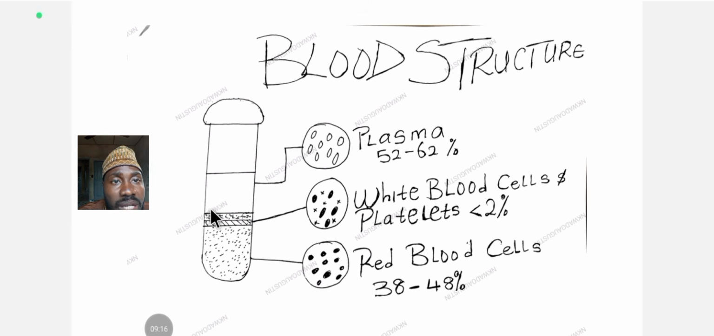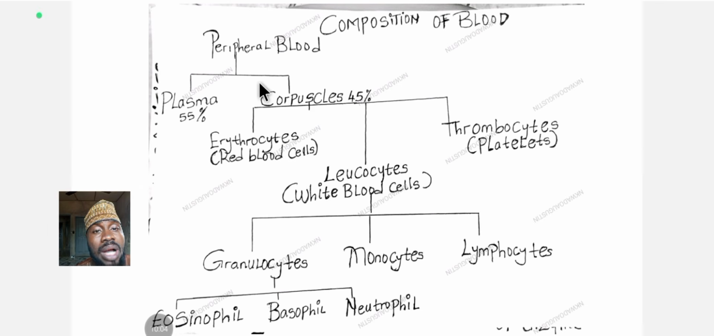From here to here is the plasma, okay? It makes up 52 to 62% of the blood. Then down below is where you have the red blood cells, which make up 38 to 48% of the blood. These are the structures found in the blood when the blood is separated through centrifugation. Now, let's look at the composition of blood. Everything that you have to know as regards the composition of blood.